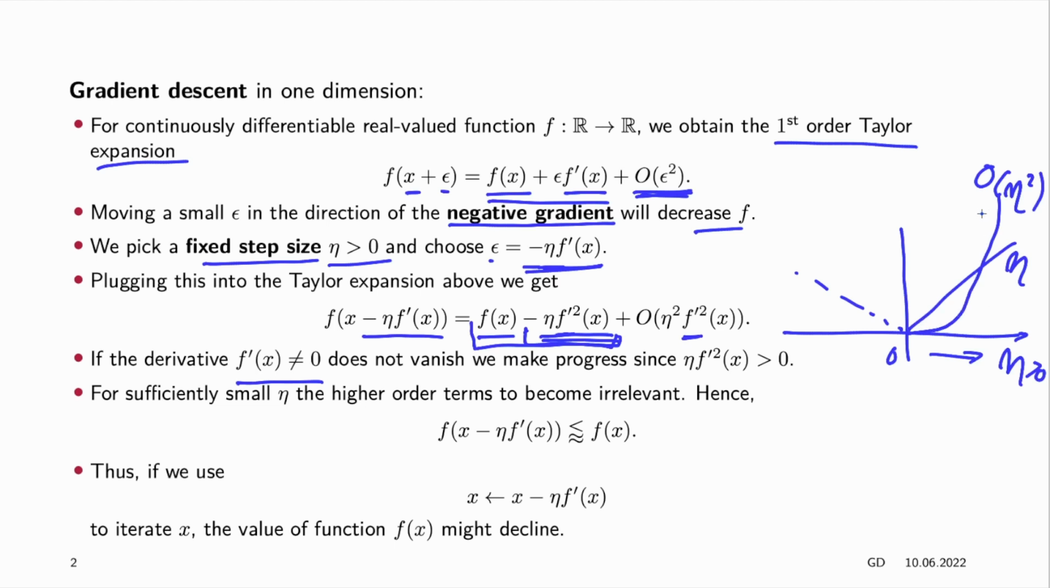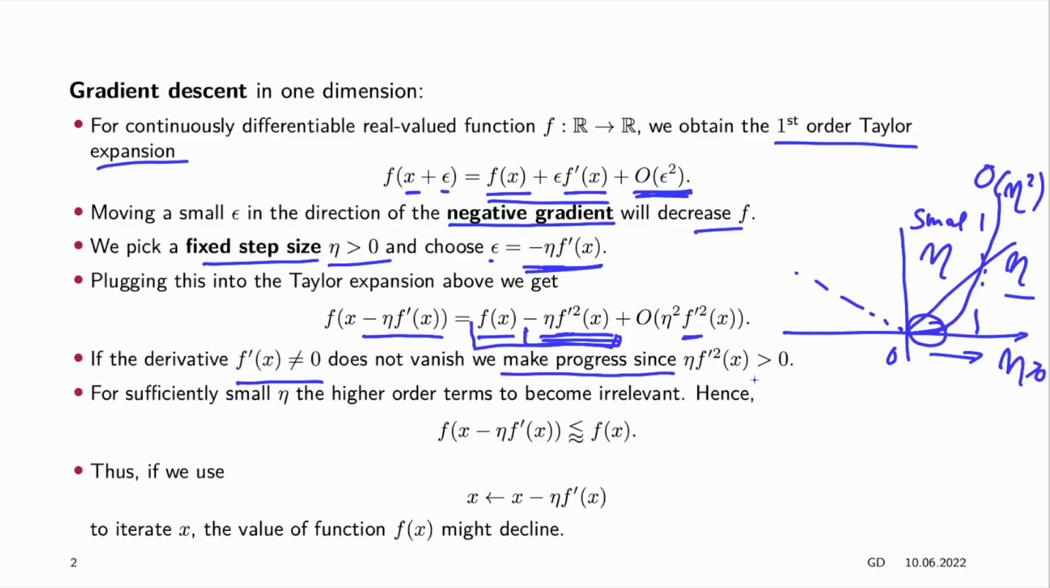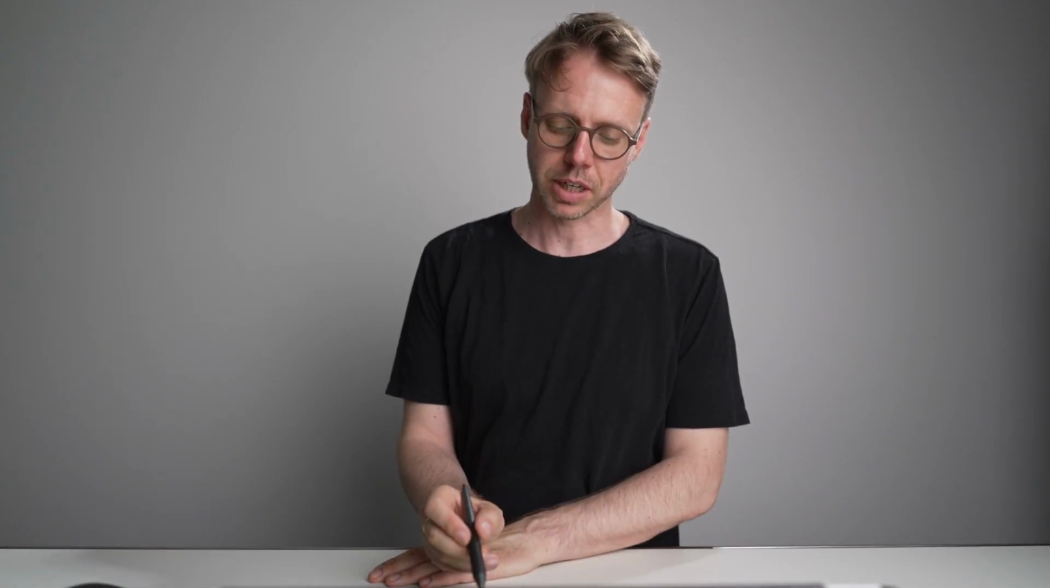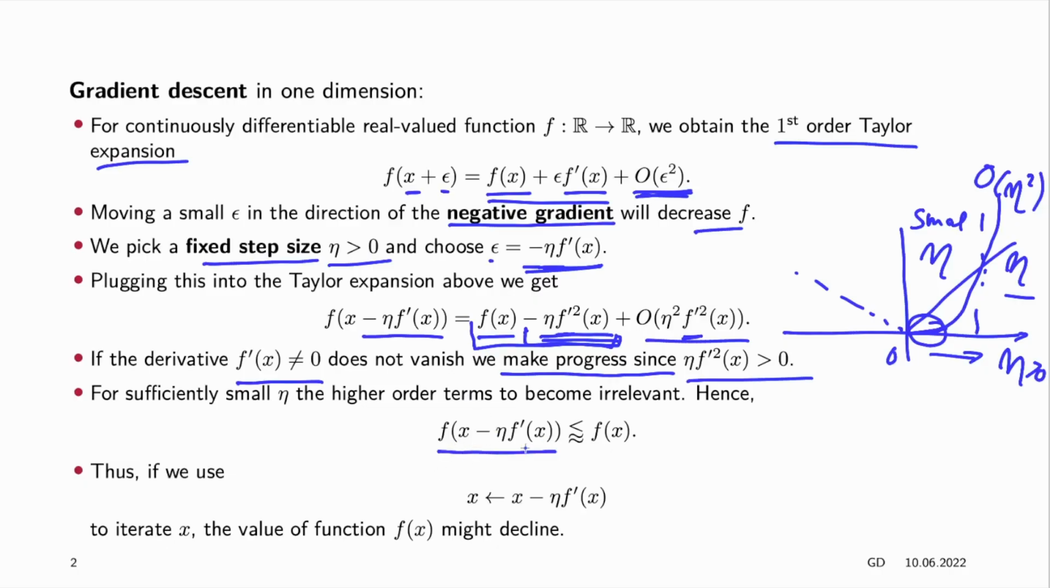What we can say is that for small values of eta, the linear term will dominate the quadratic term, because the quadratic term close to zero is very small compared to the linear term. However, if we choose a large eta, at some point the quadratic term becomes dominating. So thus, we do reduce the function if we plug in an eta that is small enough. So we do make progress since eta f prime squared is larger than zero, and this term is negligible for small values of eta. So for sufficiently small eta, the higher order terms become irrelevant, and hence the function value after our update, so remember, we were at x and now we are at x minus eta f prime, becomes smaller than f of x. This gives us an update rule for our gradient descent.